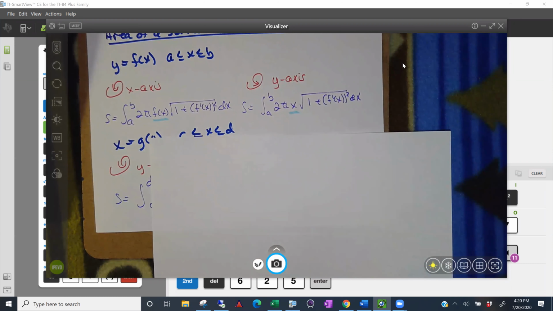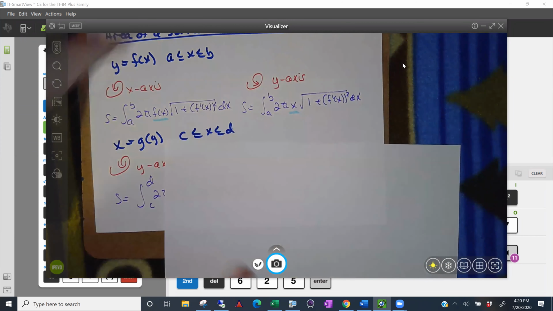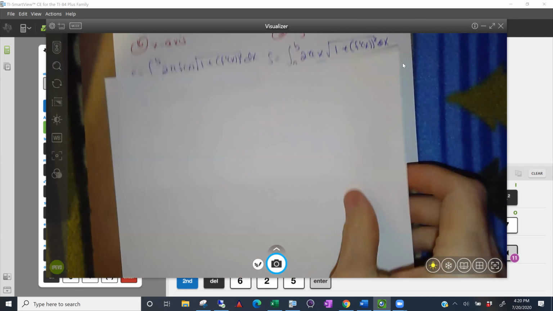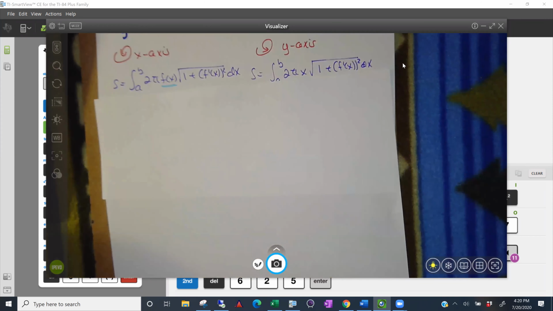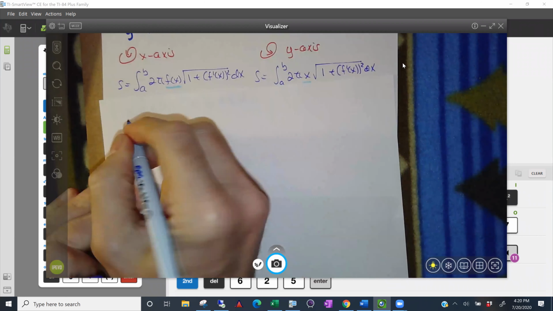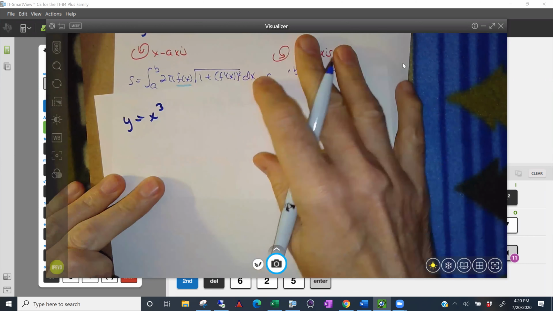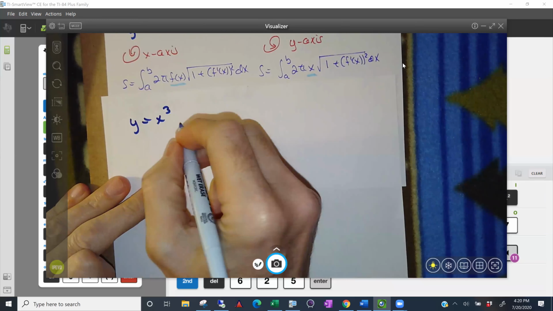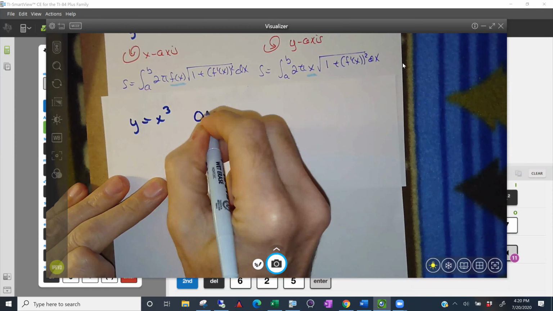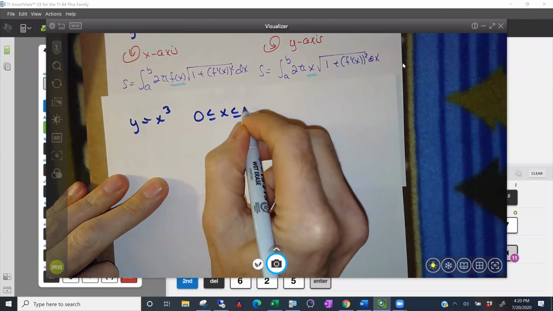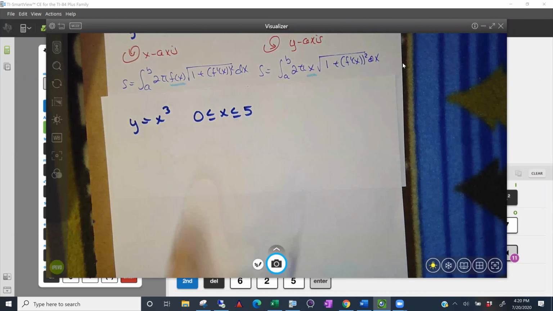We'll start with y equals x cubed between 0 and 5. Now, they have to give you the function and the interval that you're going to look for the surface area on. So they have to give you both of these pieces of information.